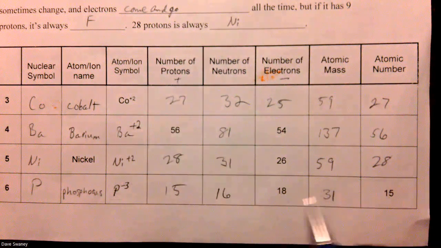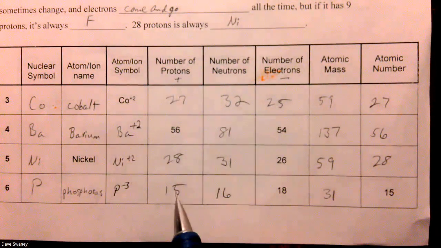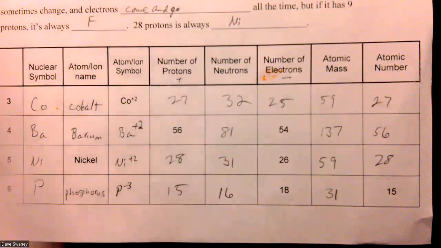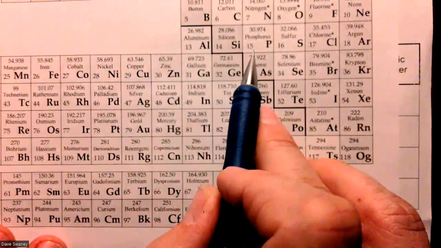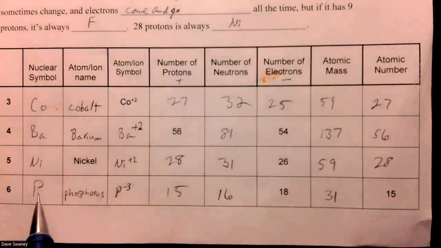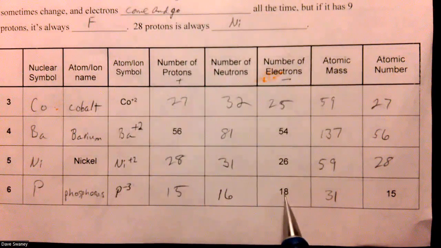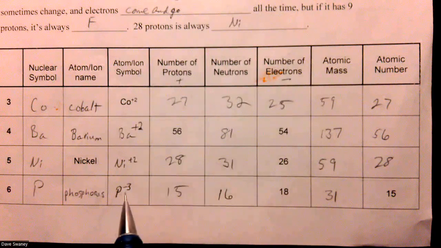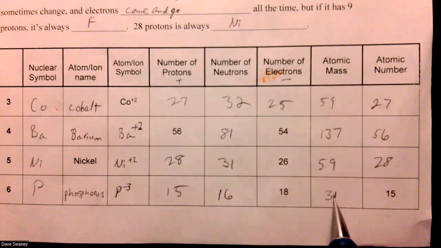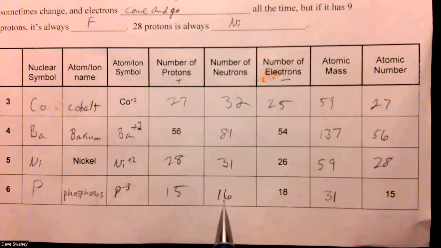In this case, the number of electrons is 18, and the atomic number is 15, which means the proton number is 15, which means the element is phosphorus. So I know it's P, phosphorus. It has 15 positive protons, 18 negative electrons, which means the charge is minus 3. The mass number rounds off to 31, and then the neutrons is the difference, 16.